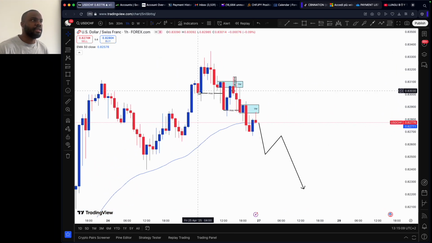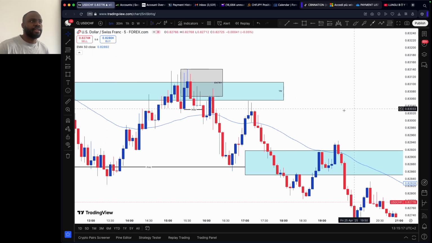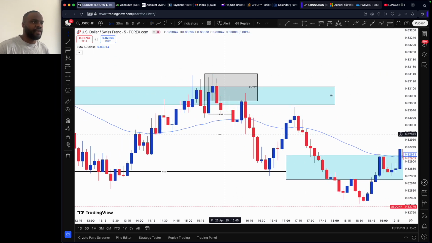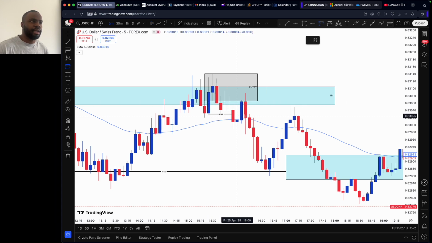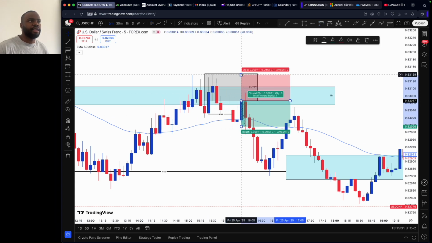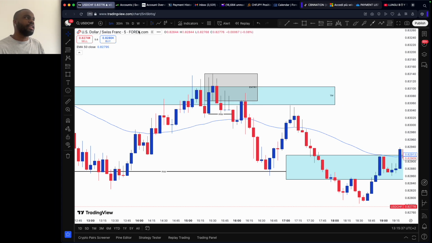As you can see, this was the last high. Price broke it and retested, then sold down. So if you check over here, you'll see this was a trade. If USDCHF was on my radar last week, this would have been a good trade. After the market structure shift, you just place your order here, then stop loss above, then target 1 to 2. That was supposed to be a nice trade.